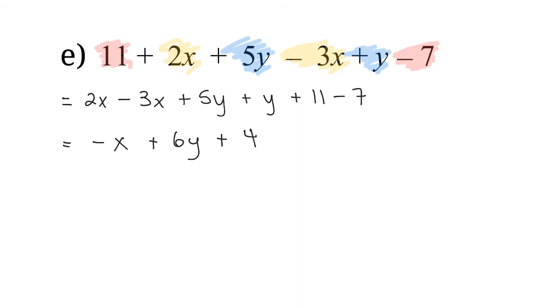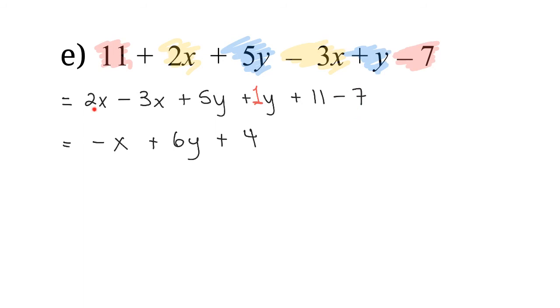So when you group them together, you can go ahead and group them right away in alphabetical order. So the x terms should come first. So you've got a 2x and a minus 3x. You've got a 5y and a positive 1y. If you have trouble remembering that there's a 1 there, you can put the 1 into the expression. And then you have your plain numbers, the 11 and the minus 7.